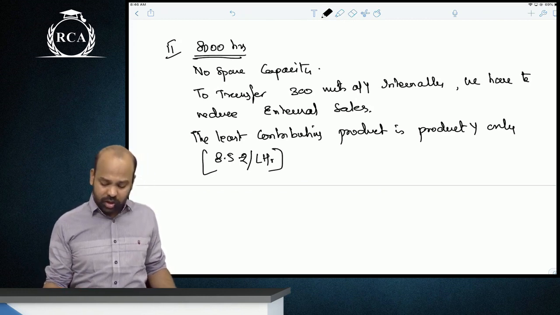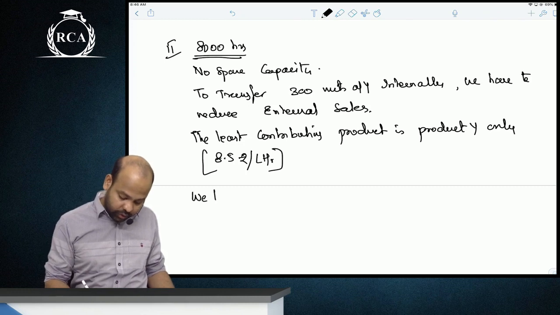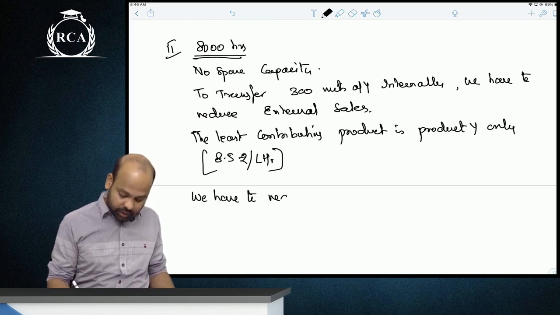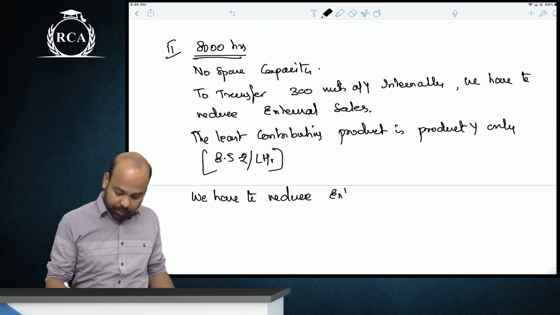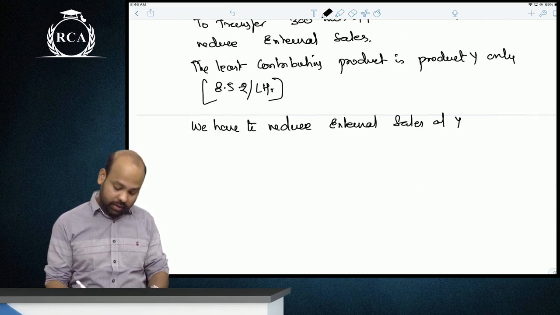The least contributing product. So basically guys, we have to reduce external sales of Y. I would prefer writing like this better. We have to reduce external sales of Y. Please write like this.